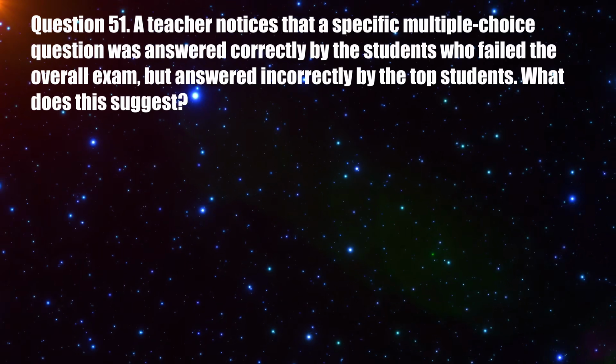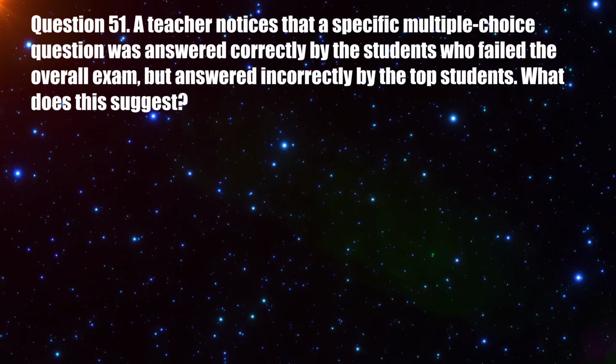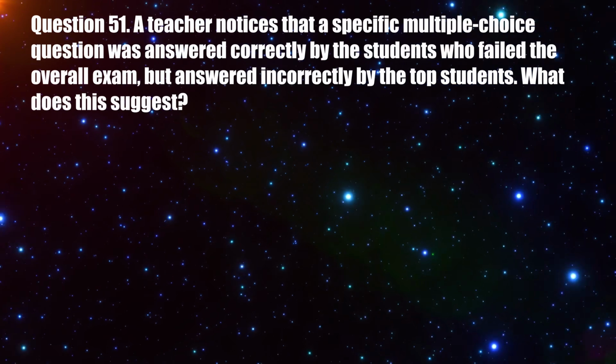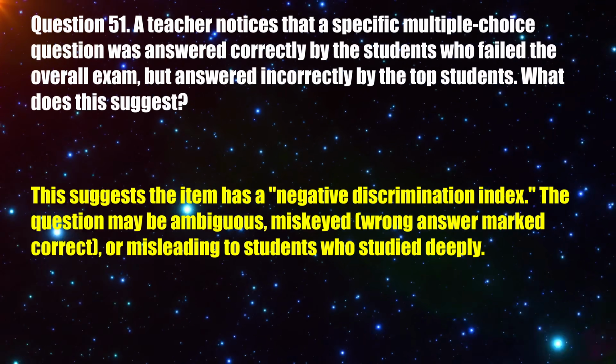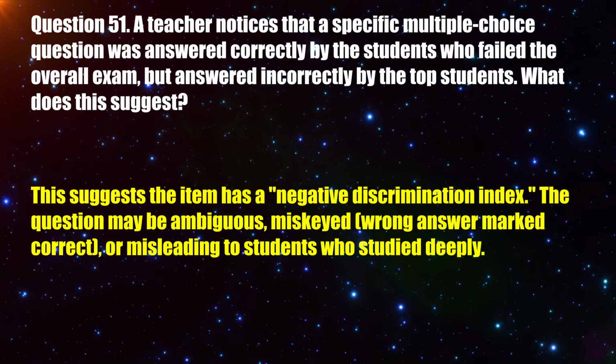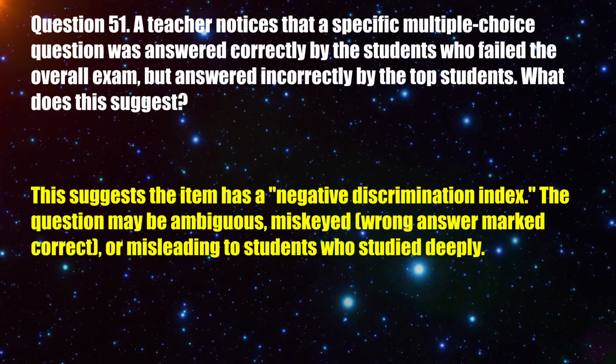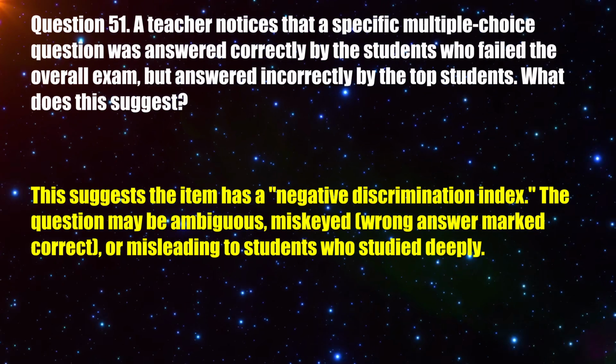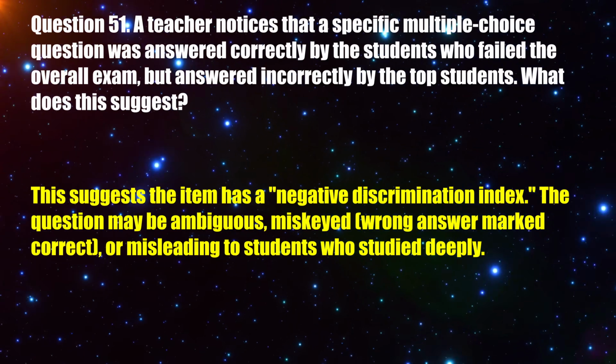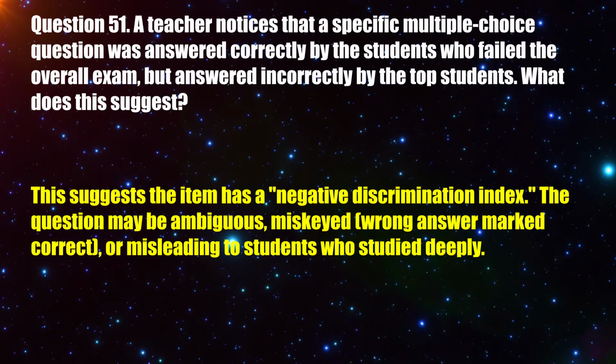Question 51. A teacher notices that a specific multiple-choice question was answered correctly by the students who failed the overall exam, but answered incorrectly by the top students. What does this suggest? The answer is, this suggests the item has a negative discrimination index. The question may be ambiguous, miskeyed, wrong answer marked correct, or misleading to students who studied deeply.